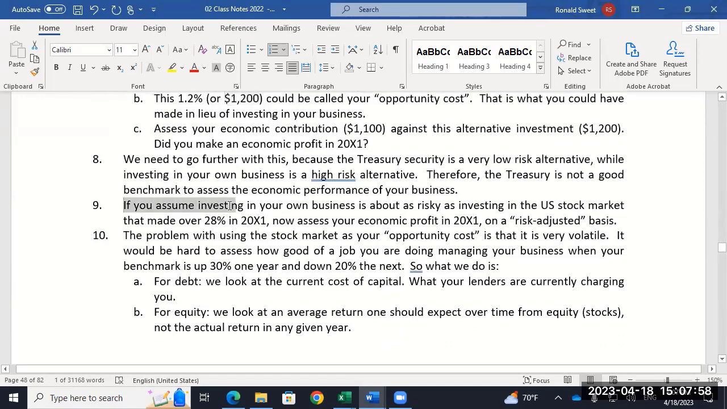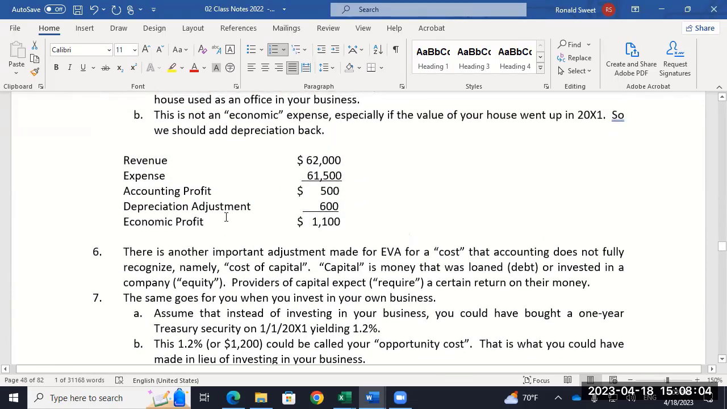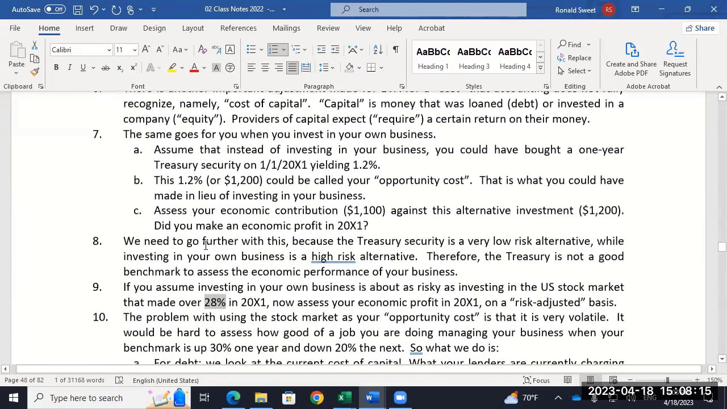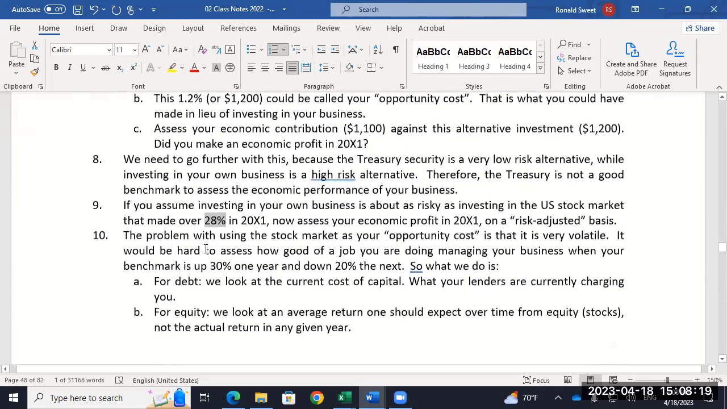You could have put your money in the stock market and made 28% or $28,000. If you'd known that, you might have waited a year to start your business, put the $100,000 in the stock market, then you'd have $128,000 to start your business with, but you didn't know that. But the problem with the stock market is it's pretty risky too. It could have been down 40%. Who knows? So it gets a little tricky.